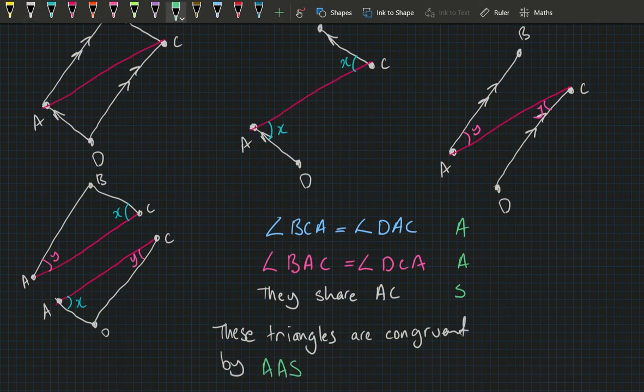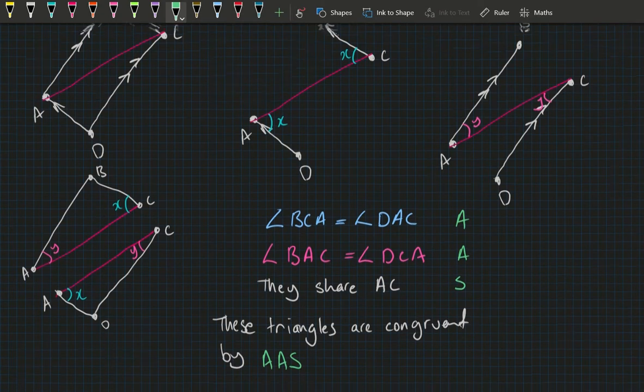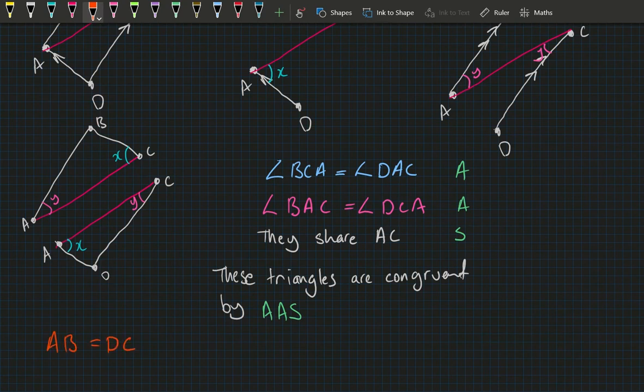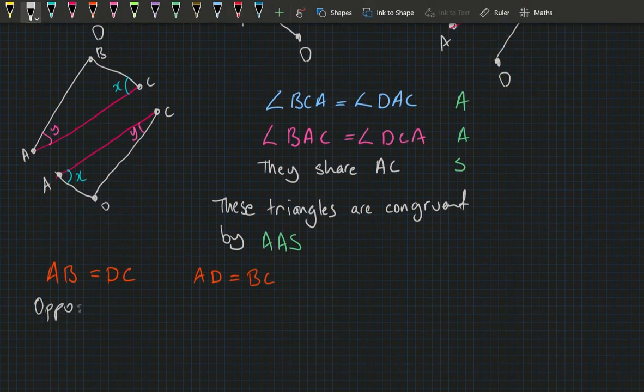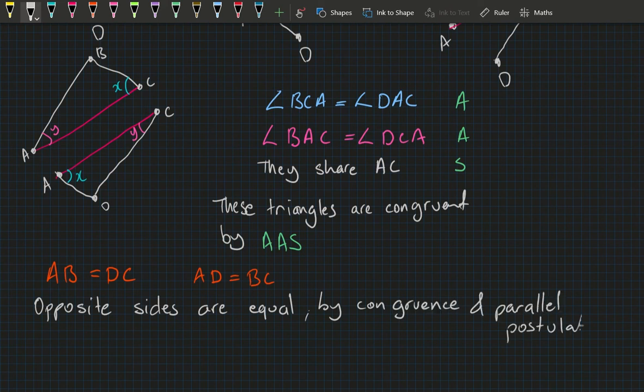When we talk about corresponding sides and corresponding angles, we can see that the side that touches the angle Y is AB in one and DC in the other. So AB has to equal DC. In the other triangle, AD and BC both touch the angle X, so they're the corresponding sides. So AD is equal to BC. So we've shown that opposite sides are equal to each other by just using congruence and the parallel postulate. So now you know for sure that this rule is true.